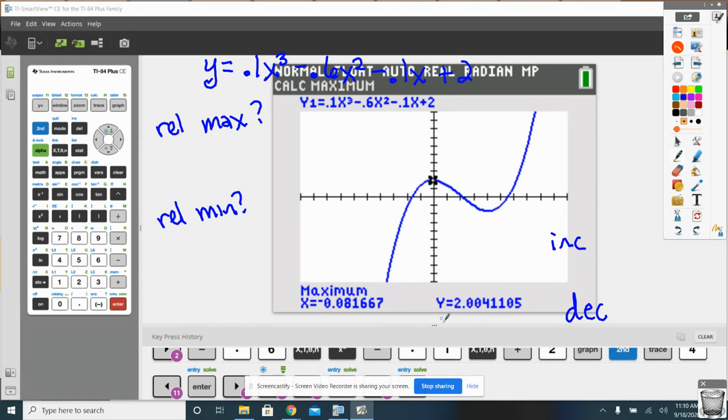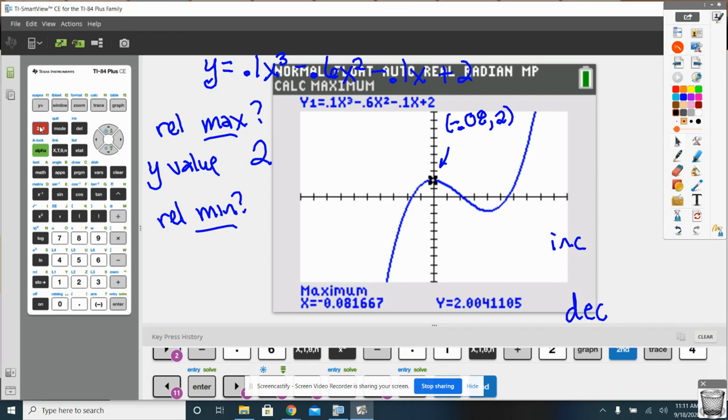Now your MyMathLab, when it's talking about a max or min, it's talking about a y value. So they want the y value of 2 probably. What is the relative min? Well, that would be in this area. So once again, you're going to do second calculate. Actually, I'm going to write down what this point is because I'm going to need it in a minute. So that point is about negative 0.082. Now we'll find the next one.